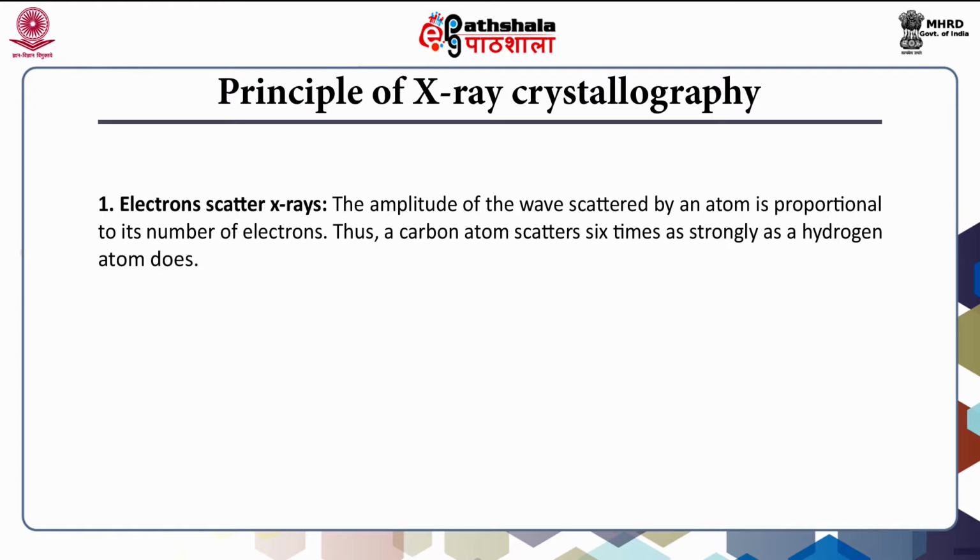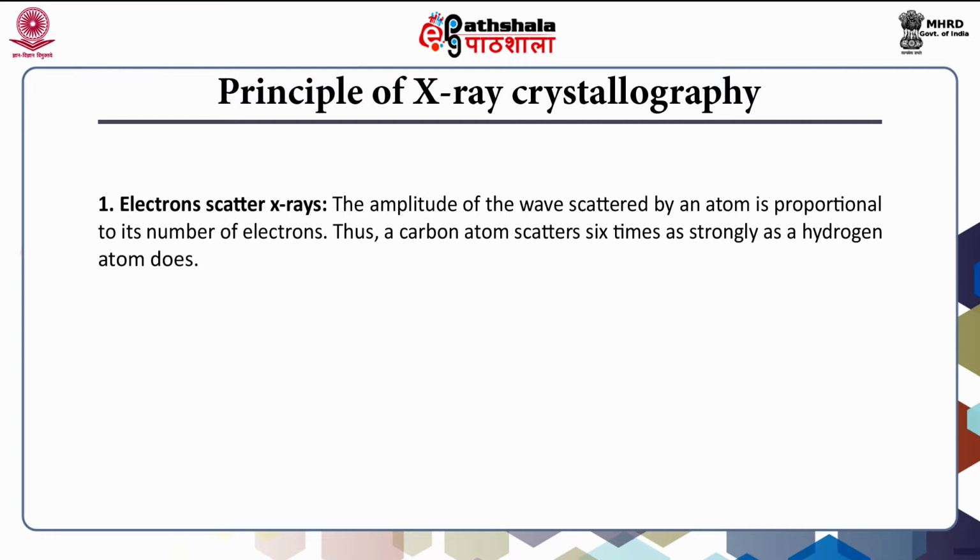The amplitude of the wave scattered by an atom is proportional to its number of electrons. For example, a carbon atom contains 6 electrons. Hydrogen contains only 1 electron. With 1 electron, the amplitude is less compared to the amplitude of the wave produced from carbon, which contains 6 electrons. So, that is the meaning here: the amplitude of the wave scattered by an atom is proportional to its number of electrons.